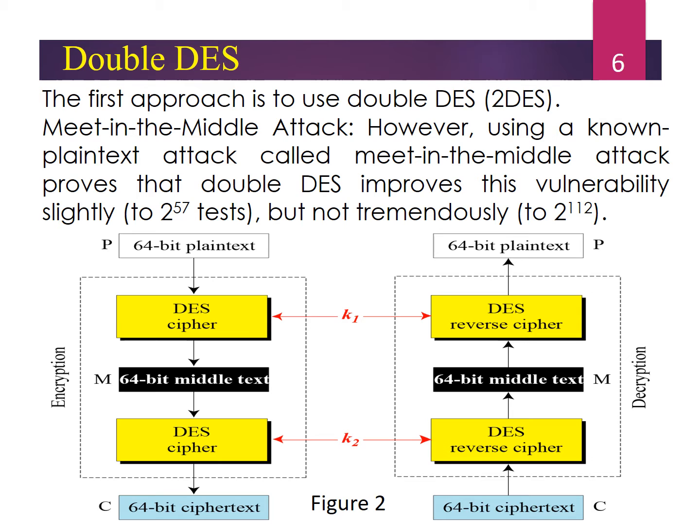Further, in decryption, the 64-bit ciphertext is passed to the DES reverse cipher using K2. It generates the 64-bit middle text, and that middle text is again passed to a DES reverse cipher using the same key K1. So it generates the 64-bit plaintext P. In decryption the order is reversed, and in encryption it is in order.